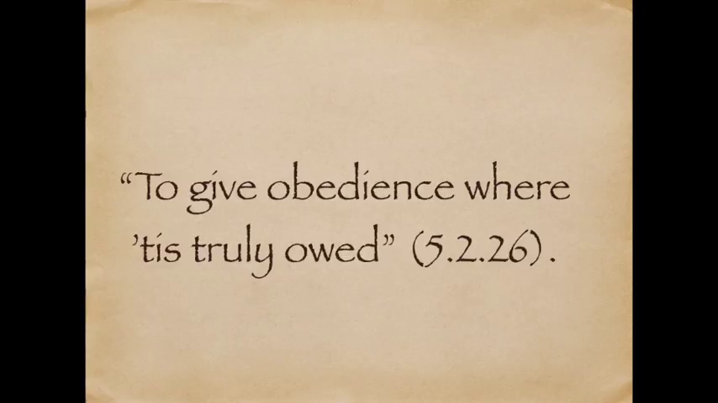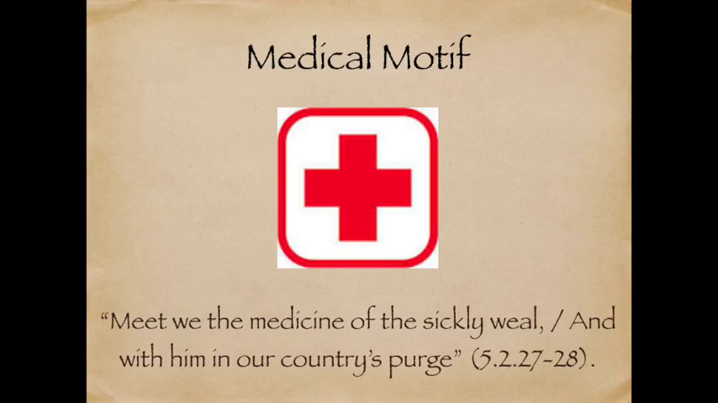Caithness reveals the complete support the Thanes are giving Malcolm. To give obedience where it is truly owed. Again, Shakespeare continues the motif that Scotland is sick because of Macbeth, and Malcolm, the rightful king, will be the cure. Meet we the medicine of the sickly weal, and with him pour we in our country's purge.